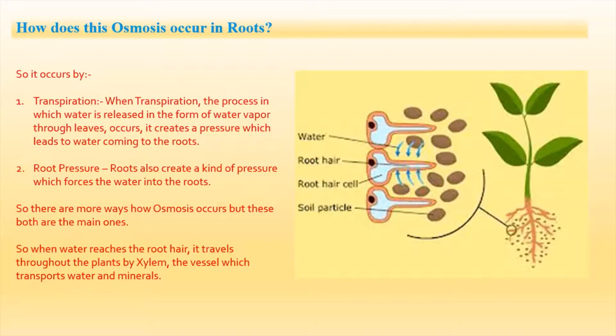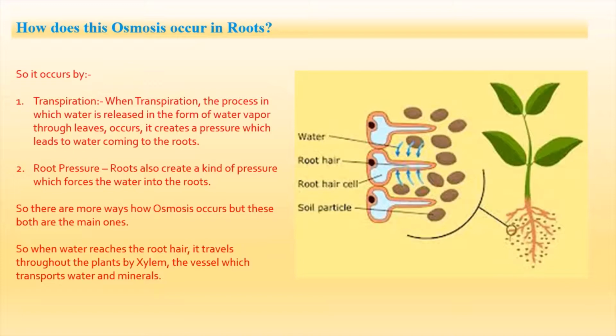It occurs in many ways. First, transpiration, the process in which water is released in the form of water vapor through the leaves. When it occurs, it creates a pressure which leads to water coming to the roots. It creates osmosis, which makes the water come to the roots. Next is root pressure. The roots also create a kind of pressure which forces the water into the roots. There are many more ways osmosis occurs, but these two are the main ones.